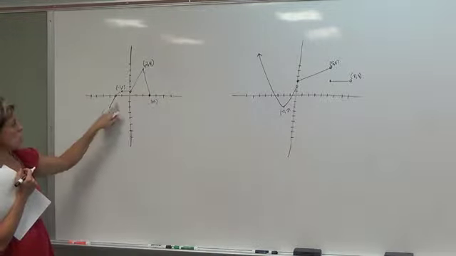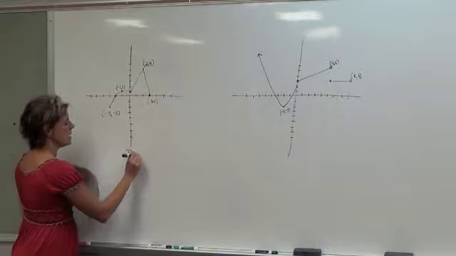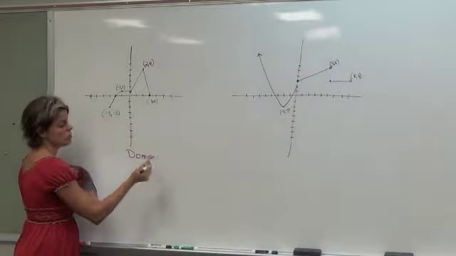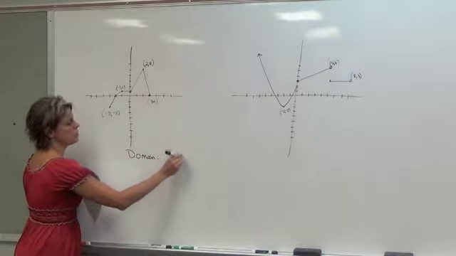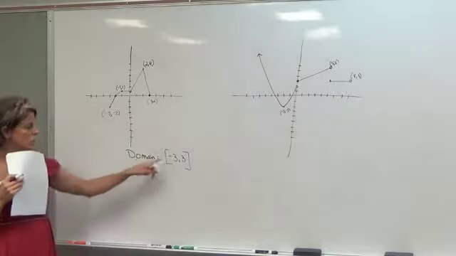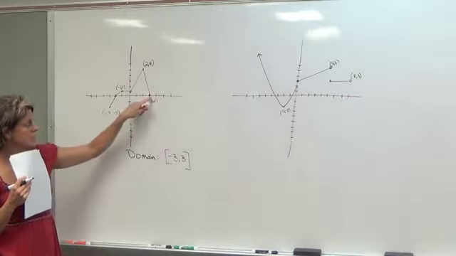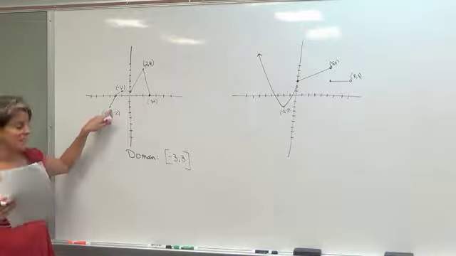Both of these points are closed. So my domain in interval notation goes from -3 to 3. And notice both of these are brackets because it includes the points 3 and -3.